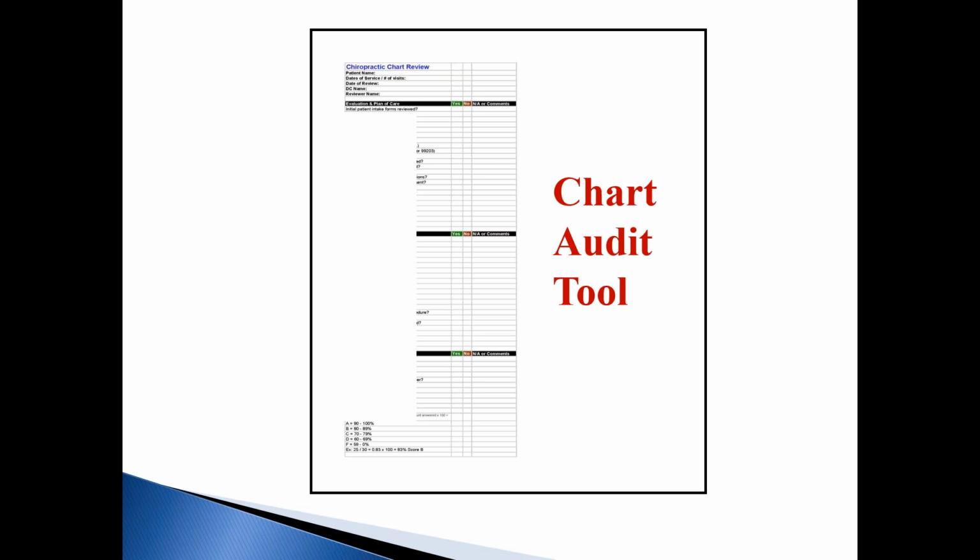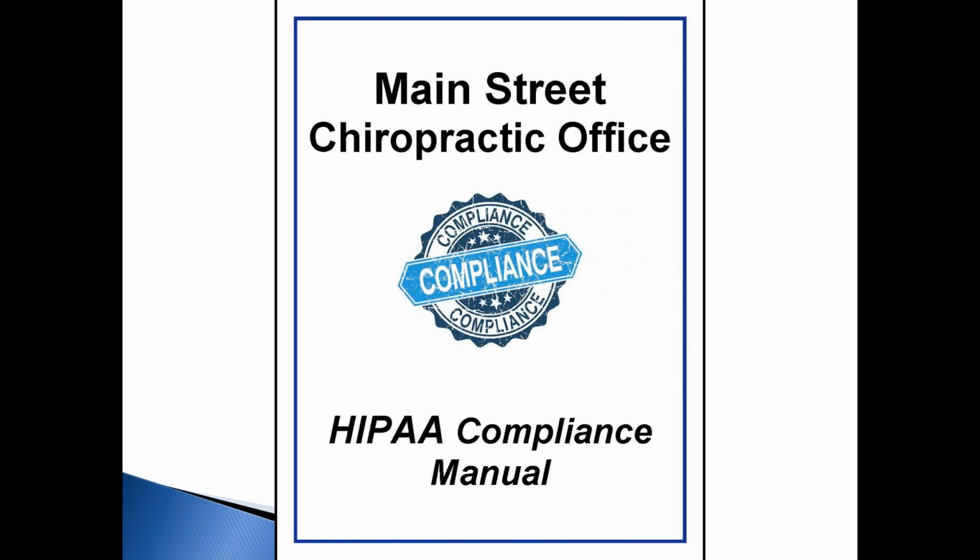There's our chart audit tool. It's basically a checklist. Do you have the patient's name in the note? Yes. Date? Yes. Subjective findings listed. Diagnosis codes. Subluxation levels? Yes. All of that is a little checklist.